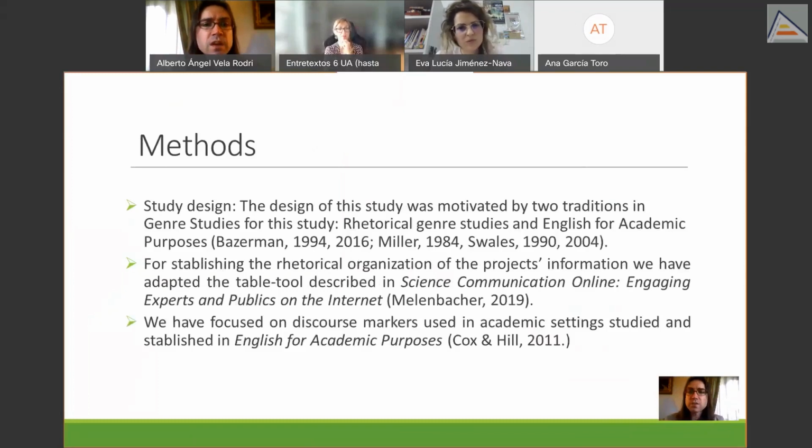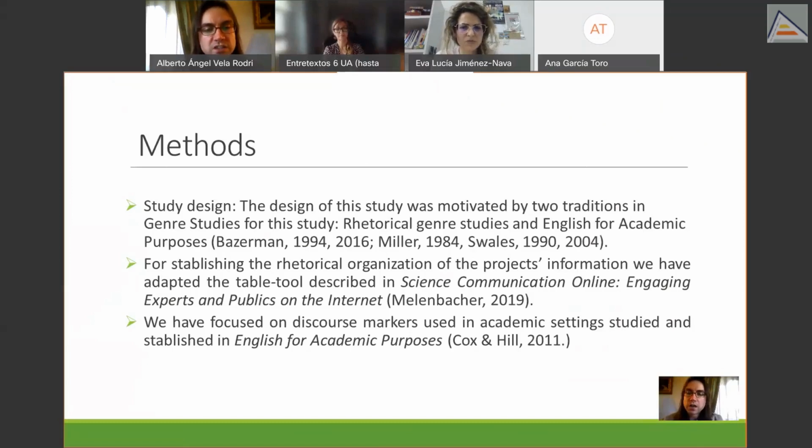Therefore, we have used a methodology based on two basic traditions of genre studies. One is rhetorical genre studies, and the other is English for academic purposes. So we are talking about Bazerman, about Miller, about Swales's projects and work. And for establishing the rhetorical organization of the information provided by the website, we have also adapted a table that was described first by Swales in 1990, but later readapted by Mellenbacher in 2019 in Science Communication Online.